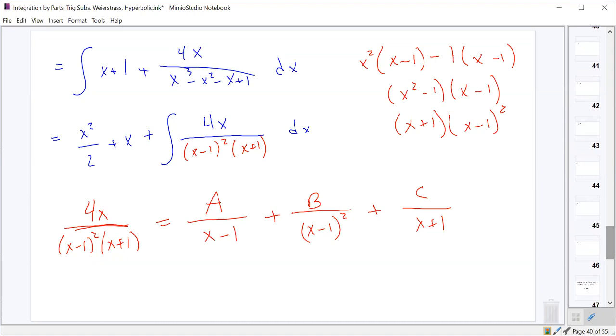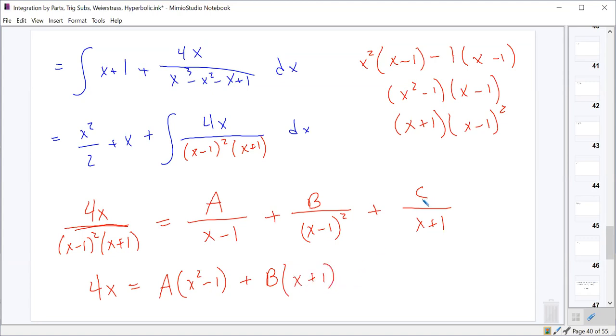Yeah. Okay. So now we need to get our common denominator. That's going to leave us with 4x here. What do I need to multiply the x minus 1 by and the a by to get the same denominator? I got to multiply it by x minus 1, x plus 1, which is the same as x squared minus 1. So we'll say a times x squared minus 1. And then b times what? Needs to be multiplied just by x plus 1.